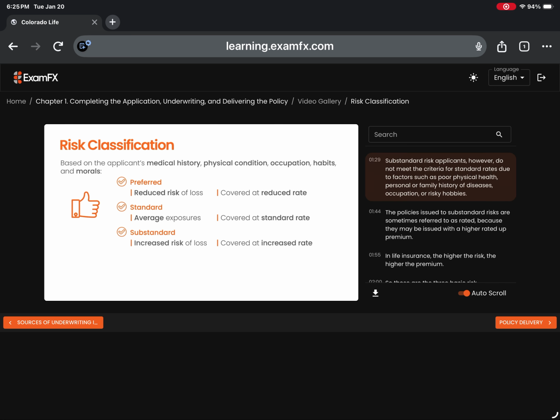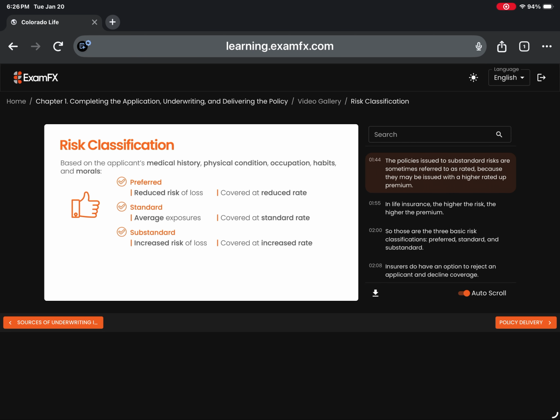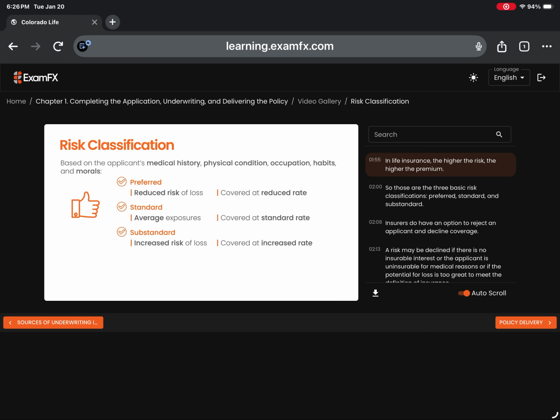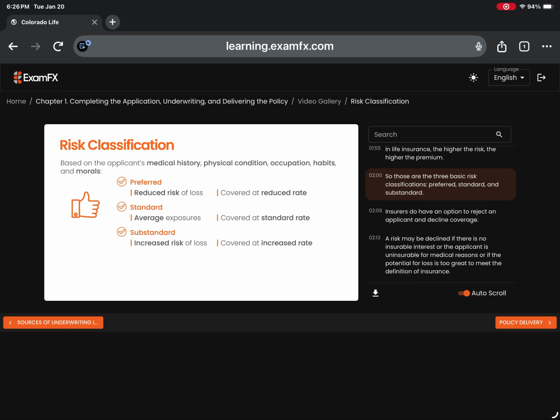Substandard risk applicants, however, do not meet the criteria for standard rates due to factors such as poor physical health, personal or family history of diseases, occupation, or risky hobbies. The policies issued to substandard risks are sometimes referred to as rated because they may be issued with a higher rated up premium. In life insurance, the higher the risk, the higher the premium. So, those are the three basic risk classifications: preferred, standard, and substandard.